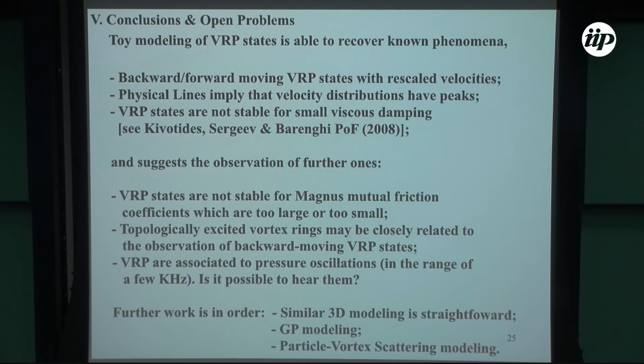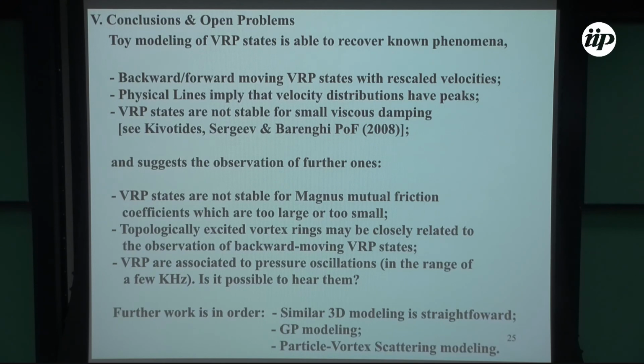Okay. Just concluding here. So VRP states and things that we know are compatible with the model. And this is something that maybe the model is suggesting us to take a careful look at. VRP states are not stable if Magnus mutual friction is too large or too small, and we can change the friction coefficients, change the temperature, for instance. The topologically excited vortex rings may play a role in the existence of backward moving VRP states. This is another claim from this.